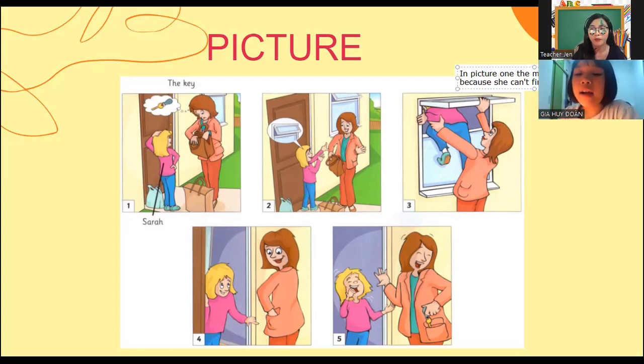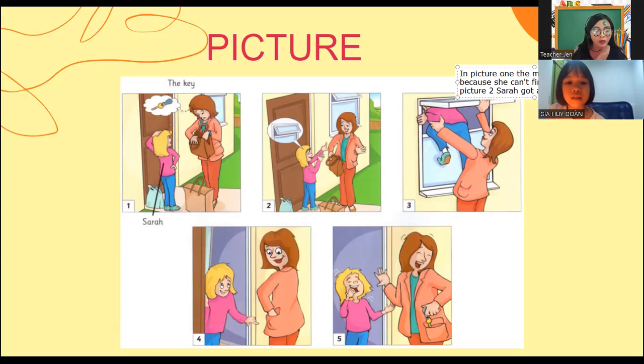Sarah got an idea. She said her mother opened the window and she climbed in. Okay, in picture two. Again. What happened in picture two? Sarah got an idea. She said her mother to open the window for her to climb in.